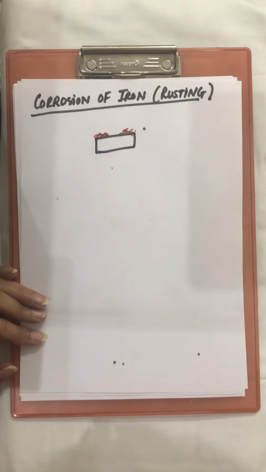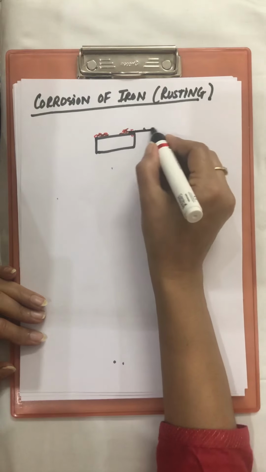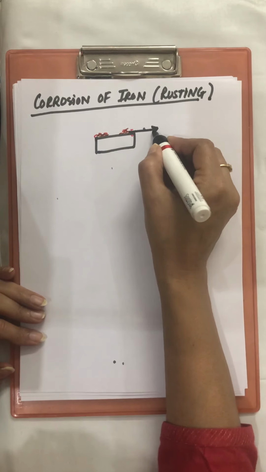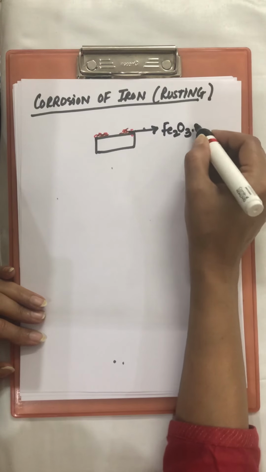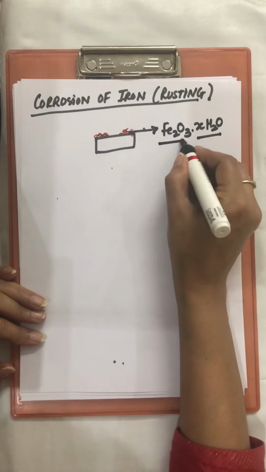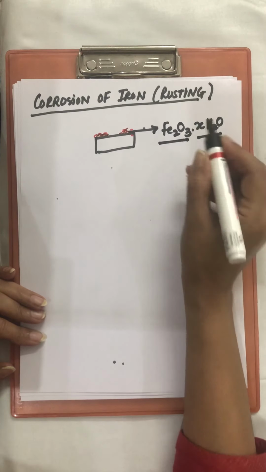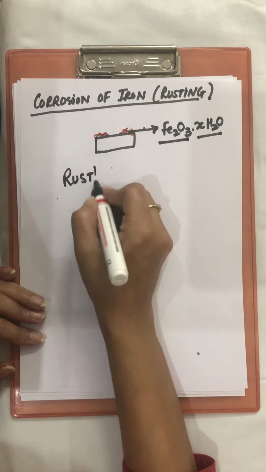The reddish brown flaky powder formed is actually hydrated ferric oxide. This reddish brown layer formed on iron articles is Fe2O3.XH2O, hydrated ferric oxide. This is also called rust. So the formula of rust is Fe2O3.X water.